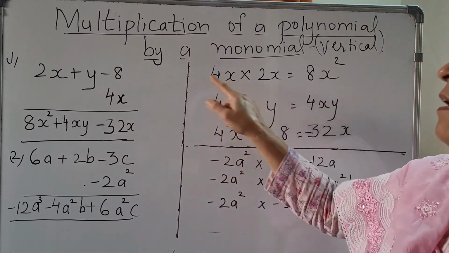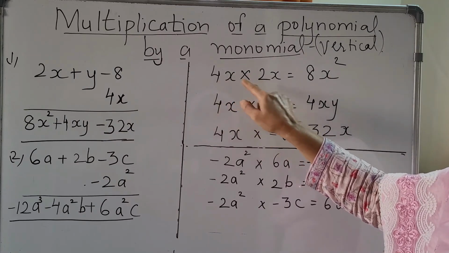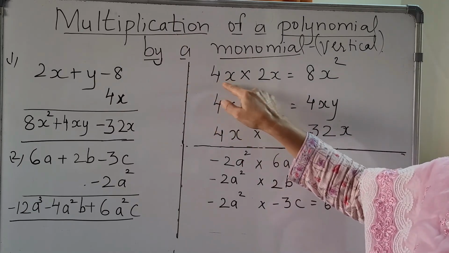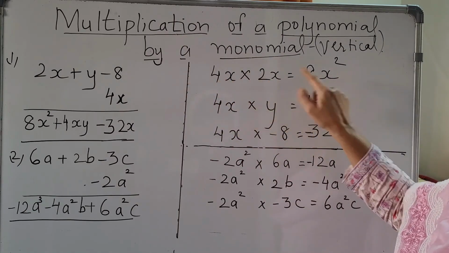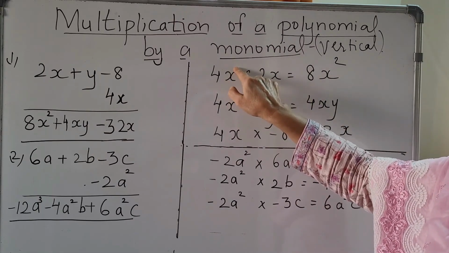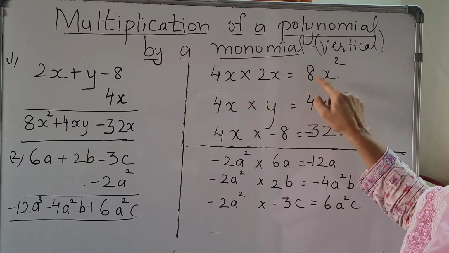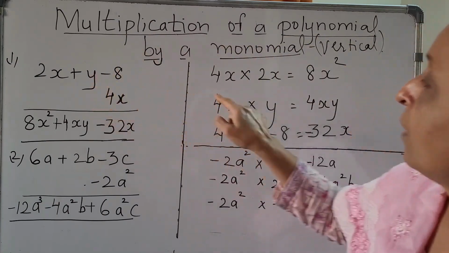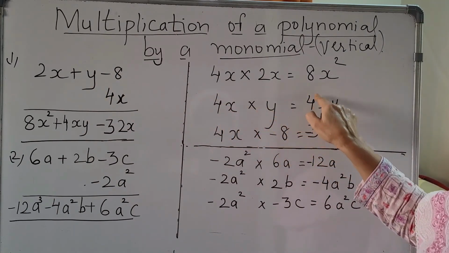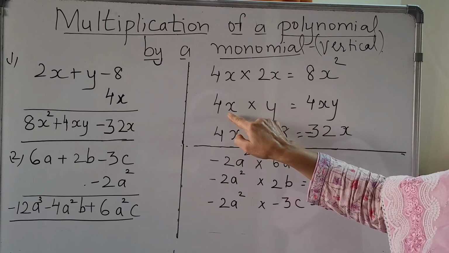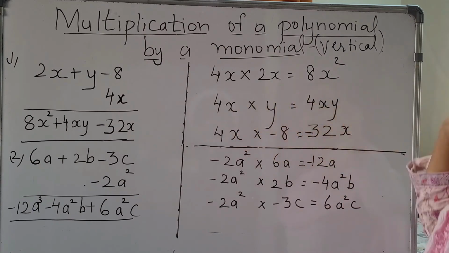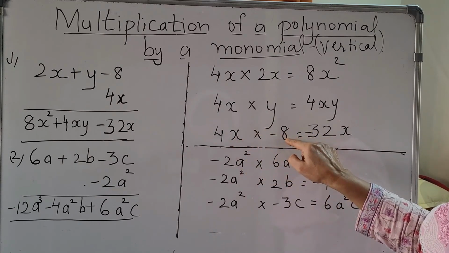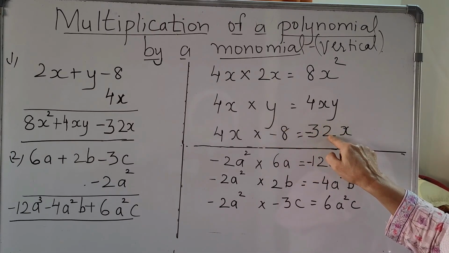So how do you check? Each one you multiply: 4x, this is the monomial, you multiply with each term of the polynomial. 4x into 2x is 8x, and the exponent you add, 1 plus 1 becomes 2, so 8x square. Now next, 4x into y: 4 the numerical coefficient, and the variables xy you write as it is. Now 4x into minus 8, 4 into minus 8 is minus 32.